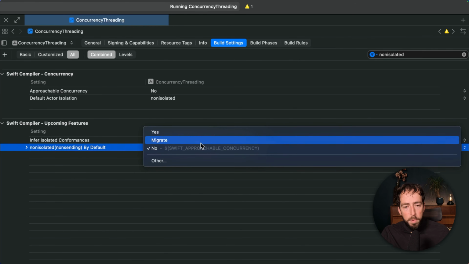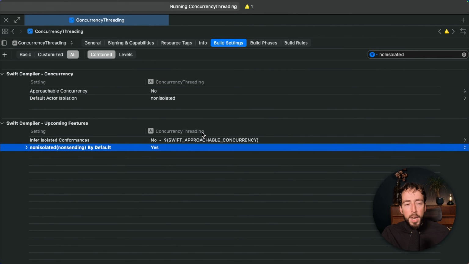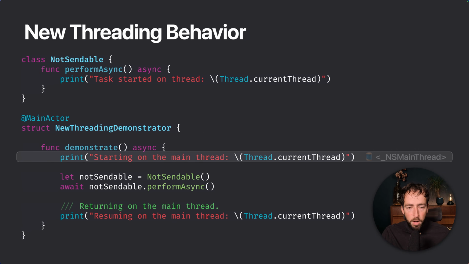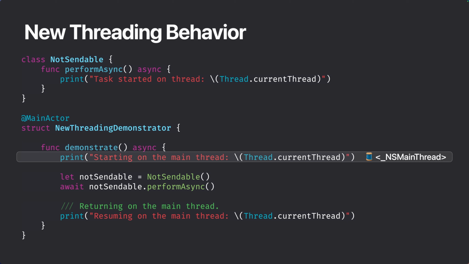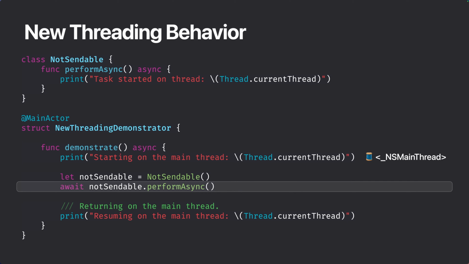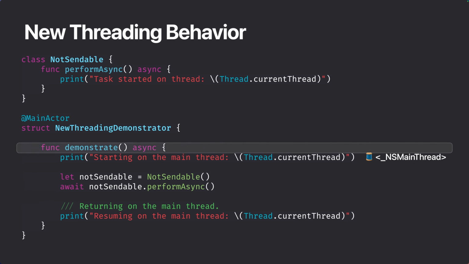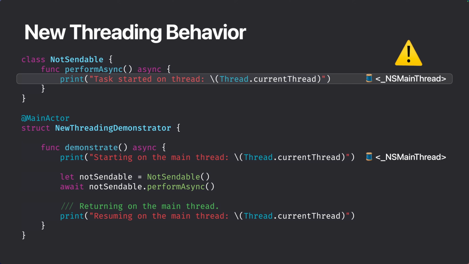Imagine now going into the build settings and manually enabling this upcoming feature. Nothing stops you from doing this. And if we now go back to the code, we start on the main thread. Then we go into the perform async method. And that suddenly behaves differently. Now it runs on the main thread.